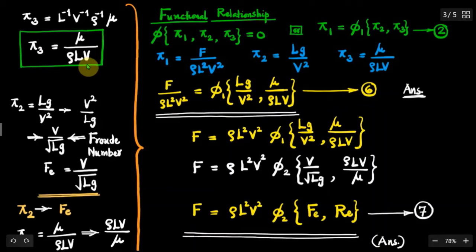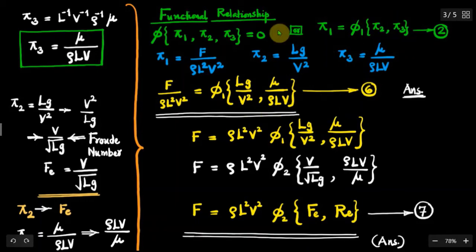Now you can formulate the functional relationship once you have found out pi 1, pi 2 and pi 3. So we got pi 1 as F divided by rho L square V square, pi 2 is Lg by V square, pi 3 as mu divided by rho LV. So we can write mathematically, function of pi 1, pi 2, pi 3 is equal to 0. So the given problem can be expressed like this. Or you can write each pi term as a function of the others. So you can write pi 1 is equal to a function of pi 2, pi 3.